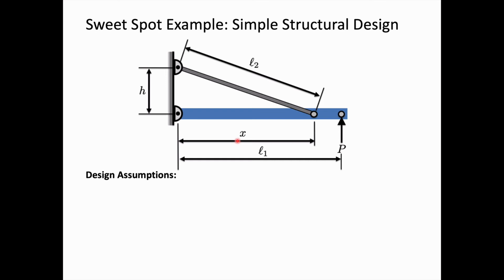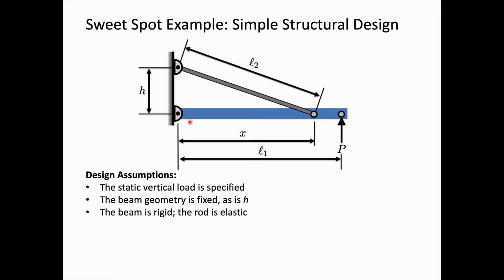There are a number of assumptions we're making in this design problem. First, the load is specified, and it's a static load. It's a constant load. And here we're going to be ignoring dynamic behavior. The beam geometry is fixed. We're not going to be changing anything about this horizontal beam. Also, this height, h, is fixed. The beam is rigid. That means we are assuming that it does not bend, it does not flex at all.